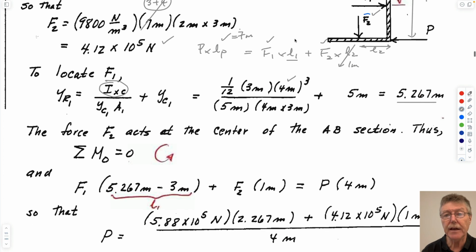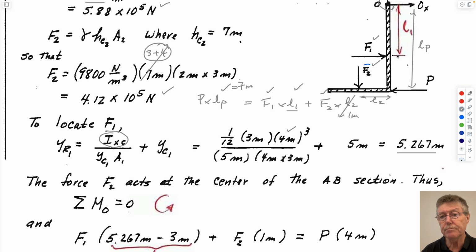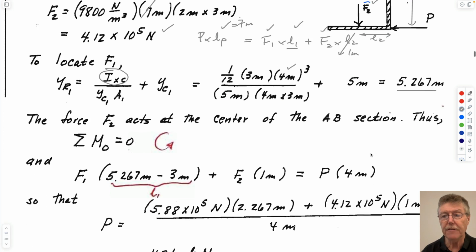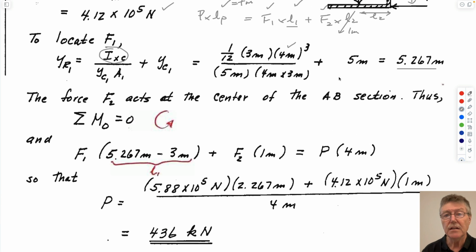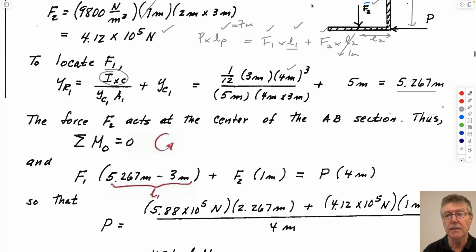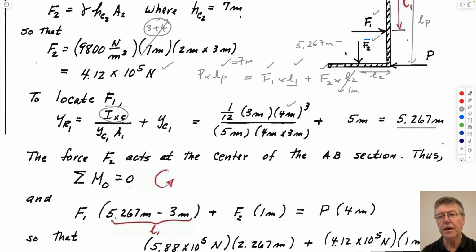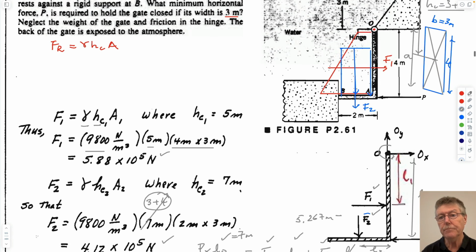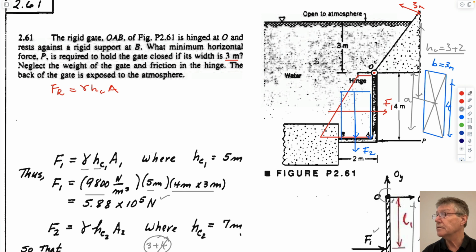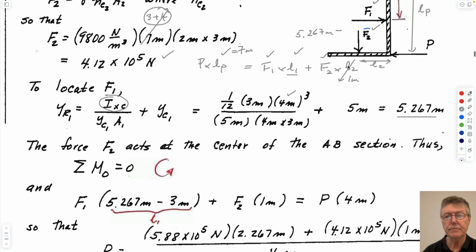And so we have enough now to be able to calculate L1, because we know that this depth is equal to 5.267. I screwed up, didn't I? Okay, so this is not 5.267, it's 5.267 minus, it's just this length about the fulcrum, so it's 5.267 minus 3 meters. So yes, some of these are tricky. And that's exactly what you have here.